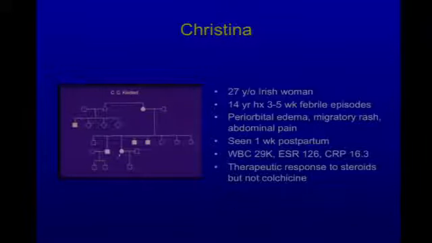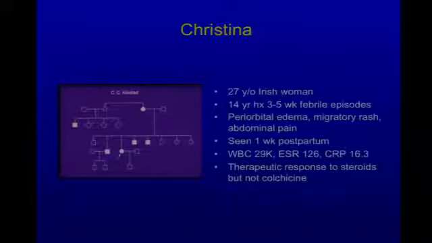We saw her about 1 week after she had delivered a healthy baby boy, and she was just going into an attack. During her pregnancy, she was totally attack-free, and this is actually quite typical for the disease that I'm going to be telling you about. She had high white count, elevated acute phase reactants, and had a history of responding to corticosteroids, but not colchicine.